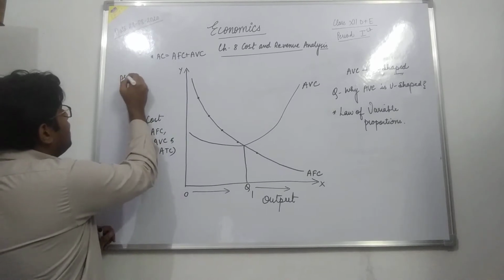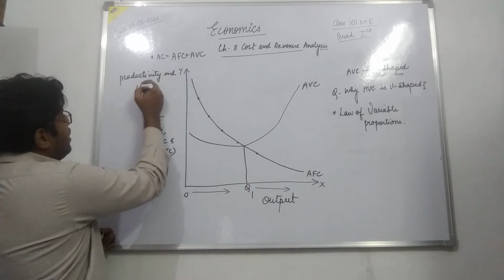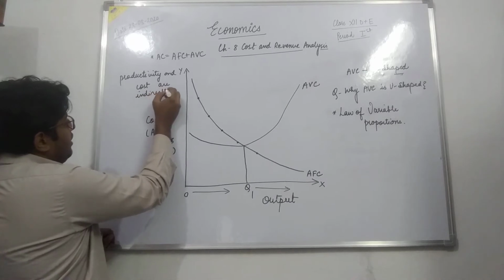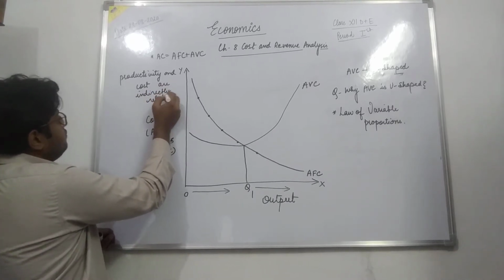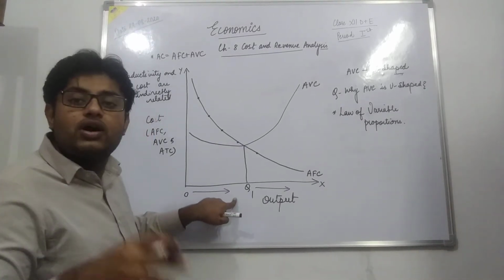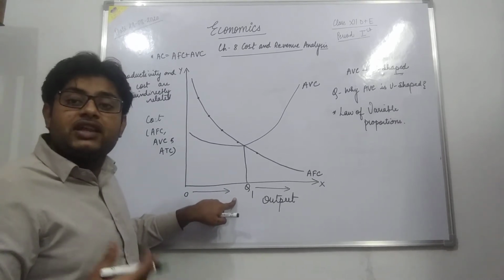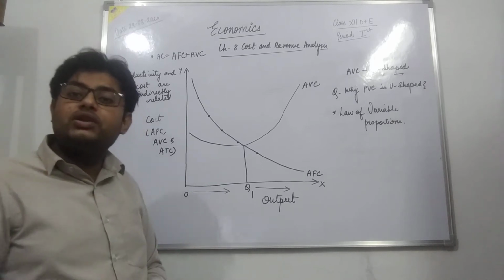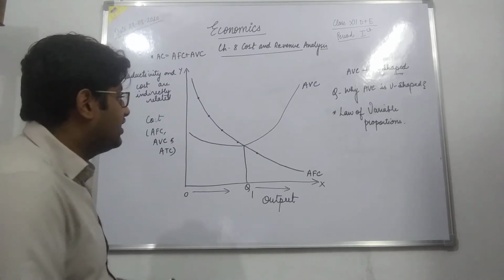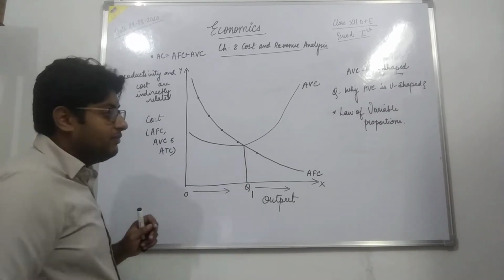You should know that productivity and cost are indirectly related. Alright, so at the initial stages, when the producer employs more labor on the given plant size or on the given machinery, the productivity will increase because fixed factors will be more utilized, there will be division of labor, and due to the increasing returns to a factor, the average variable cost will fall and it reaches its minimum.